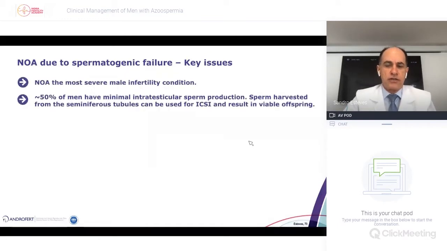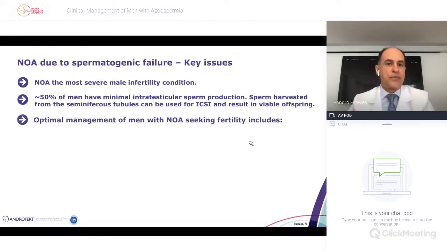So in conclusion, ladies and gentlemen, I want to give you some key points related to non-obstructive azoospermia due to spermatogenic failure. First of all, this is the most severe male infertility condition. However, in 50% of men, we have minimal intratesticular sperm production. So if we are able to harvest testicular sperm from the seminiferous tubules, there's an opportunity to use such sperm for ICSI and result in viable offspring.